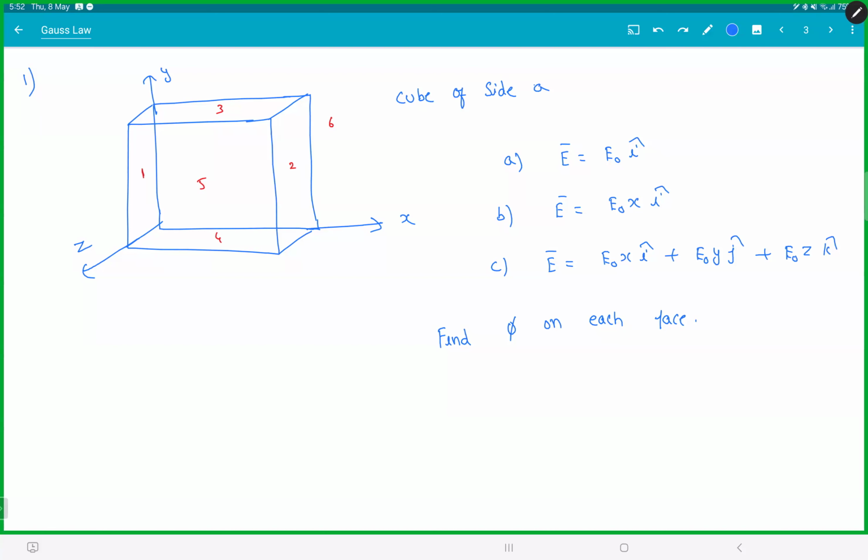Yeah, since flux is a scalar quantity, you can find flux only for E naught x I cap, then find flux only due to E naught y J cap, then only find flux due to E naught z K cap, and then add all of them. Don't take all the three fields at the same time. Take one field at a time, find the flux on each surface, and just add them up. That is easier for you to observe.